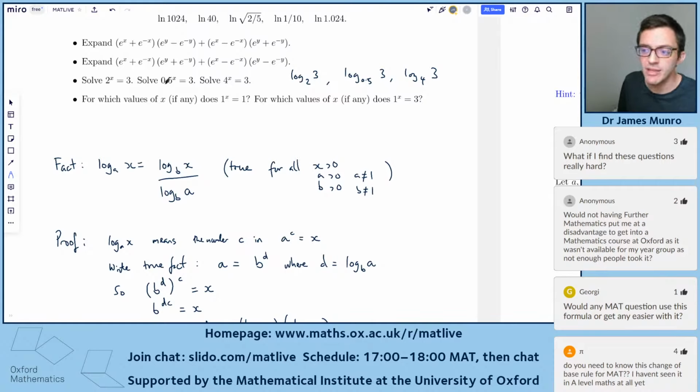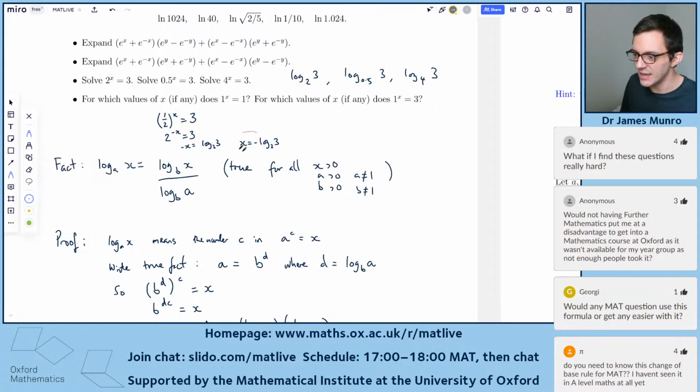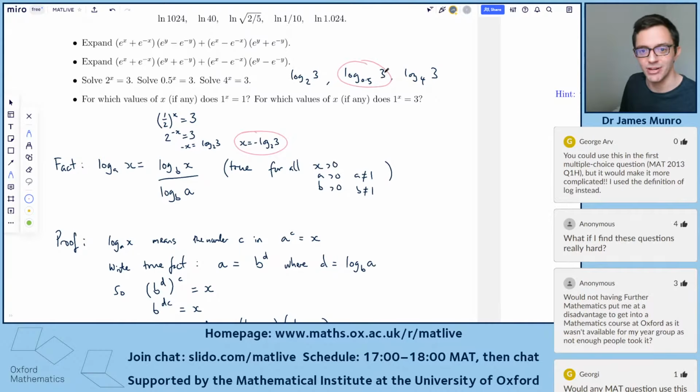So here you can maybe think of this one as 1/2 to the x equals 3. That's a bit like 2 to the minus x equals 3. So then, it looks like minus x is equal to log base 2 of 3. So x is equal to minus log base 2 of 3. That's a little bit interesting. Let's circle some stuff. This thing, x is minus log base 2 of 3, is actually equal to log base 0.5 of 3. These are both valid.